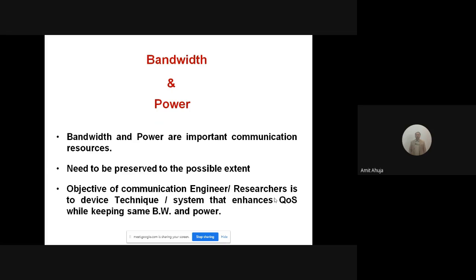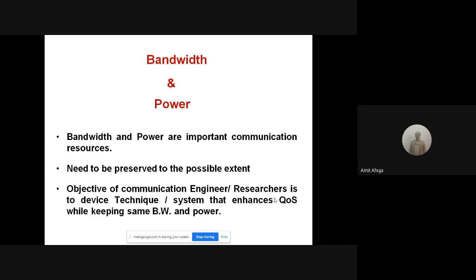So what are the important resources? There are two major resources around which a communication engineer is supposed to work, around which major research problems revolve. One is bandwidth and the other is power. So what is bandwidth? Bandwidth is a range of frequency over which a communication engineer at the physical layer is supposed to work. And what is power? It is the amount of power you are supposed to transmit from one place to another place.